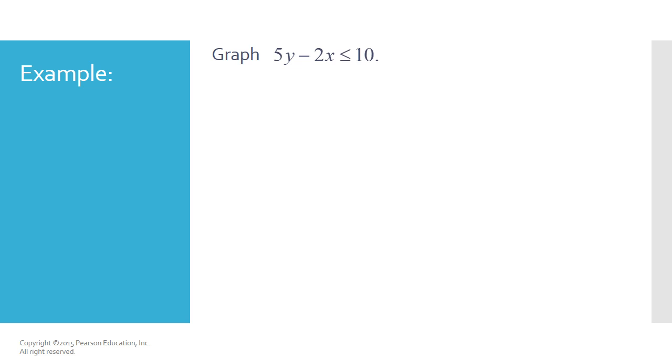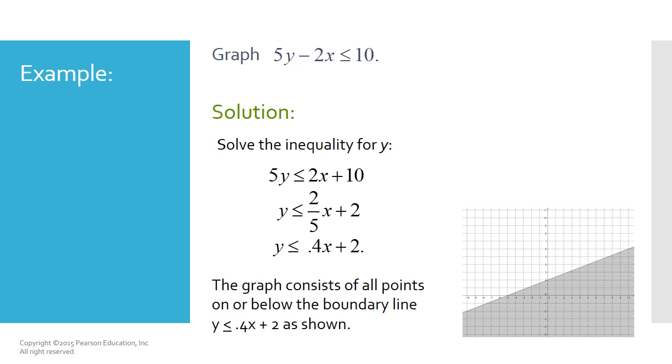Now you try it. Pause the recording, try the example, resume the recording to check your answer. And there we go. We solved for y, to get y by itself. That way we can use our trick that since it's less than or equal to, the shaded part will be below. The equal to makes it a solid boundary line.